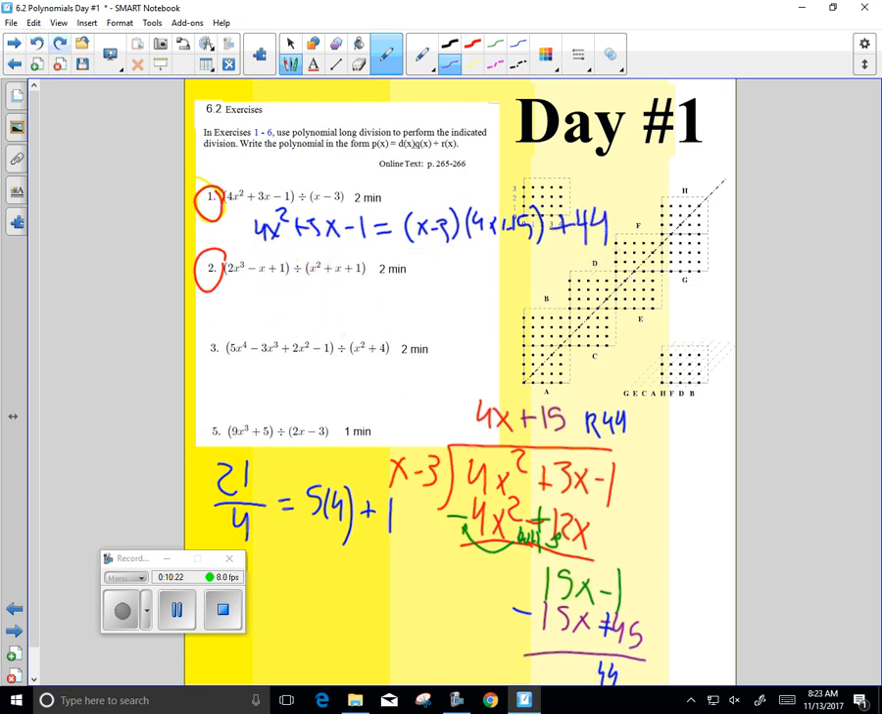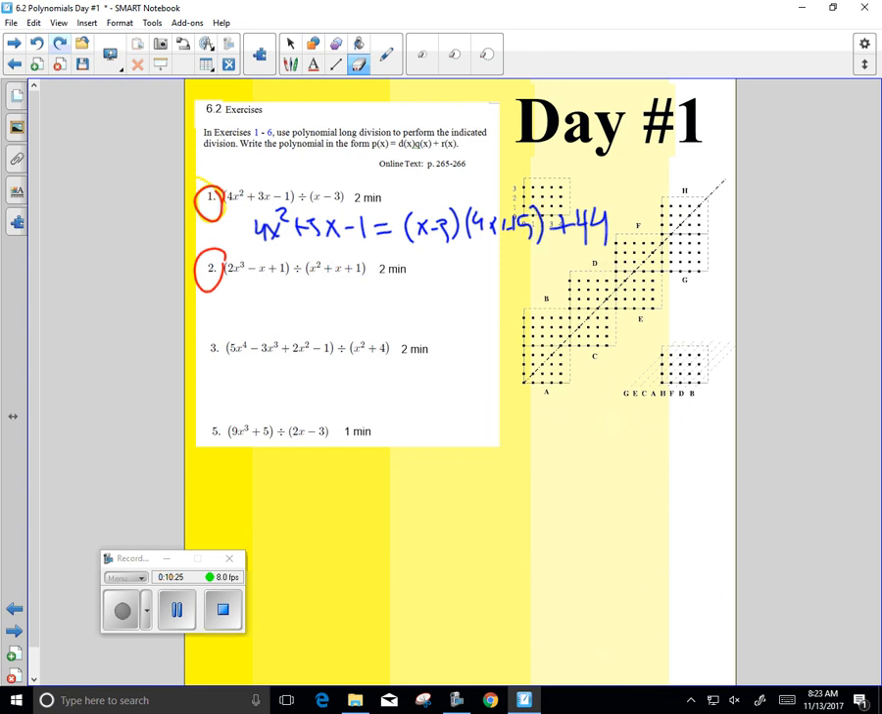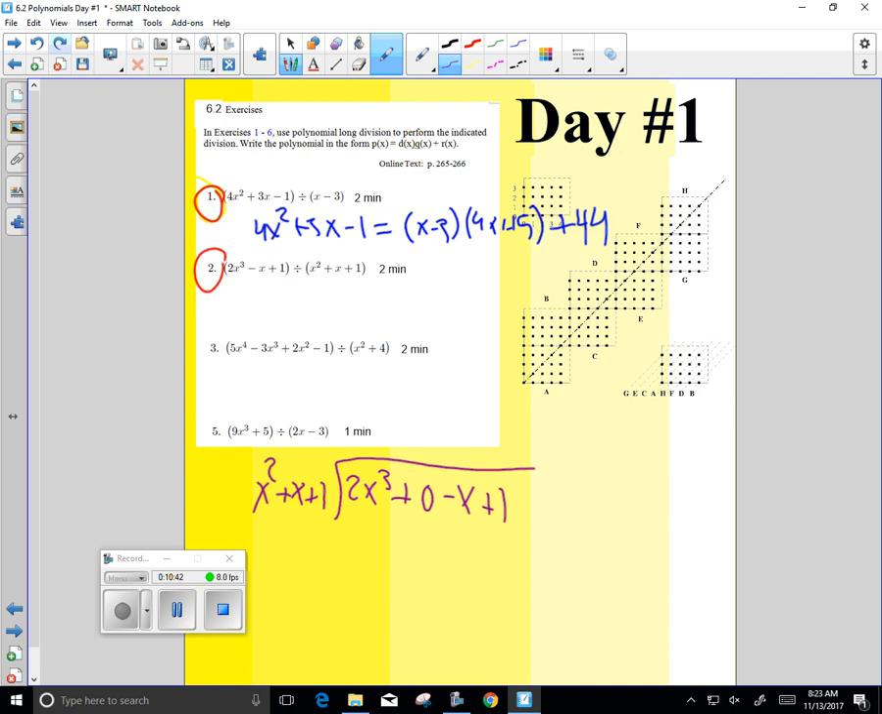All right, next. Let's do number 2 here and get that answer. So you have 2x cubed plus 0 minus x plus 1, and you're going to divide it by x squared plus x plus 1. A really challenging long division, but we can do it. x squared times what is 2x cubed? 2x. Perfect. So you're going to get 2x cubed plus 2x squared plus 2x.